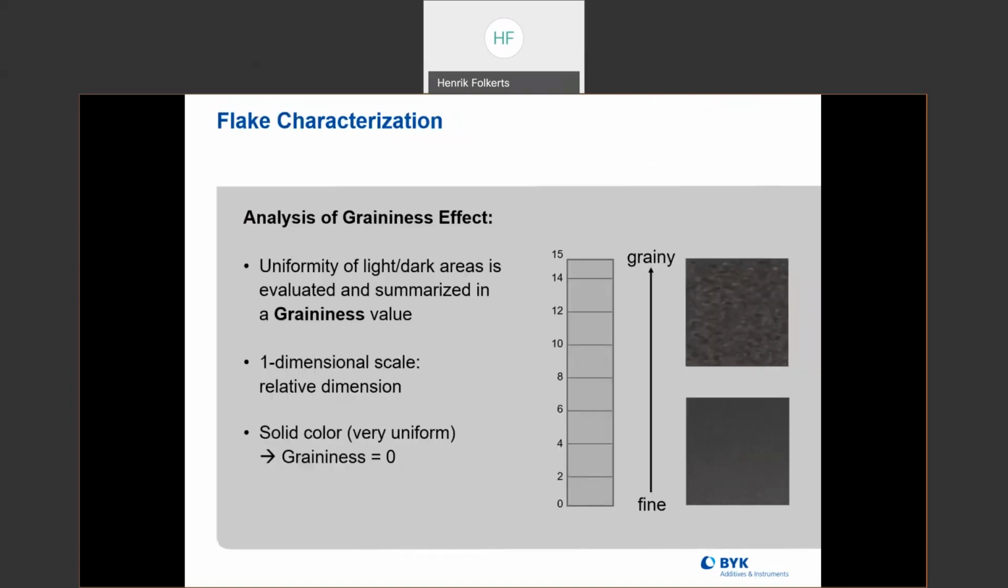The graininess value is simply a 1-dimensional scale from 0 to 15. If you think back to the 8 different display panels, at every half increment they could determine a difference, and that relates to the 0 to 15 scale. So 0 would be very fine or no graininess, up to something that is extremely grainy, where you'd see a very heavy dark-light pattern.